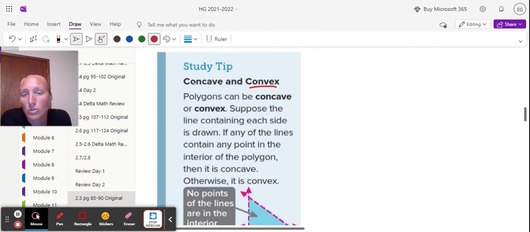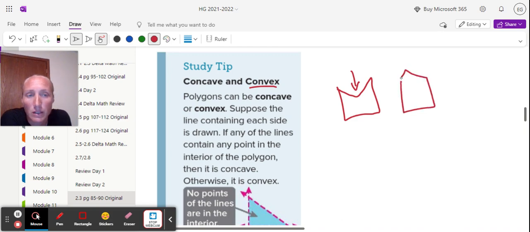I always think about these terms as just concave, it caves in on itself. So if I want to draw myself a figure that caves in on itself, there you go, caves in on itself. That's concave, okay? Convex then just doesn't cave in on itself. So you could have something like a house, and that would be convex there. So there's a difference between those two ideas there.